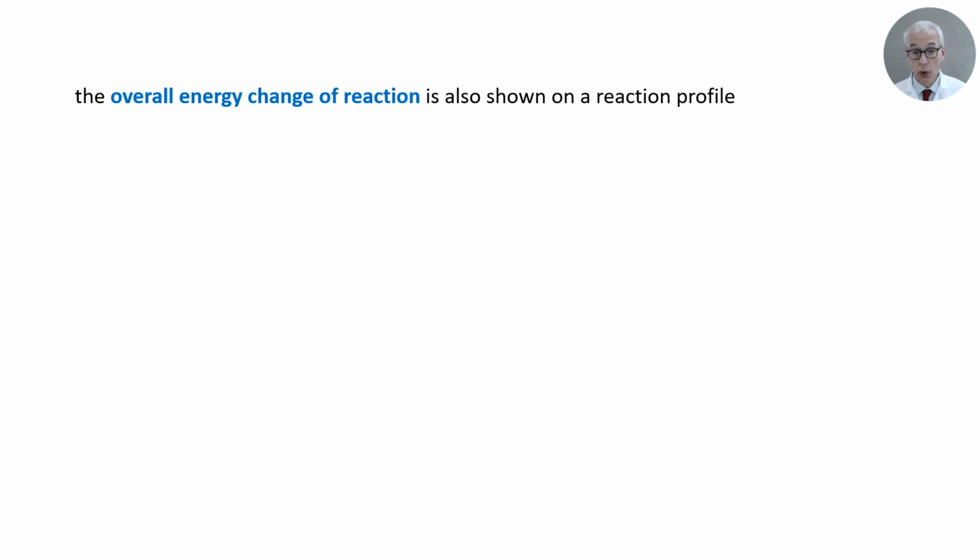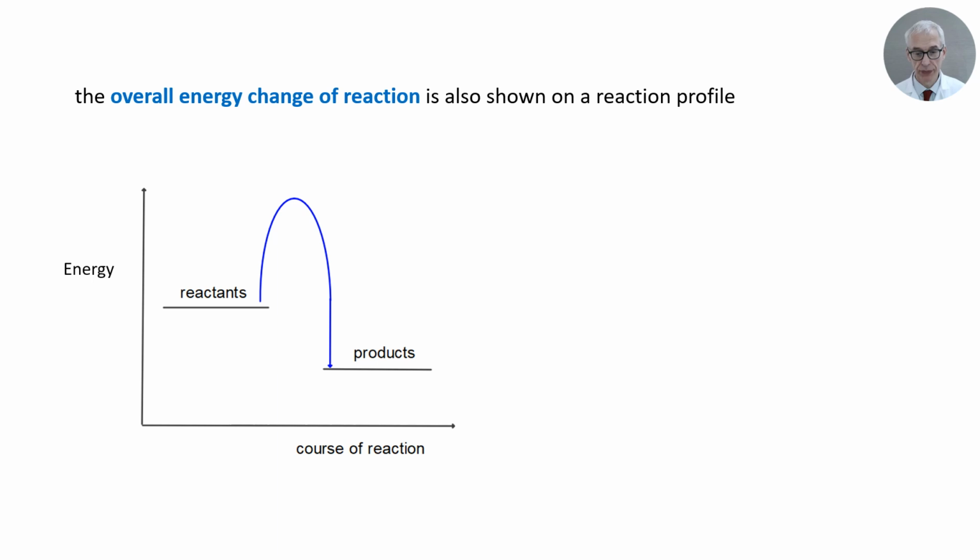The overall energy change of reaction is also shown on a reaction profile. Let's look at an exothermic change. So here we have the products with less energy than the reactants. The overall energy change is going to be the difference between the energy level of the reactants and the energy level of the products. So marked in red, there is the overall energy change of reaction for an exothermic change.